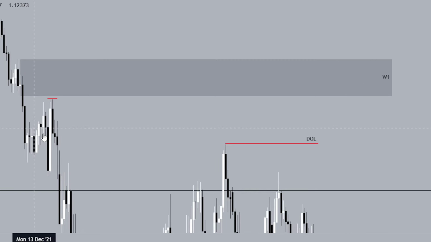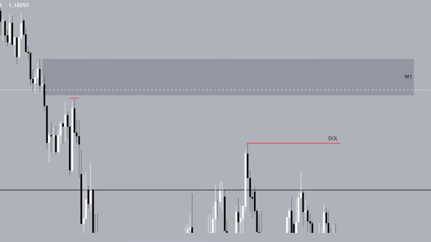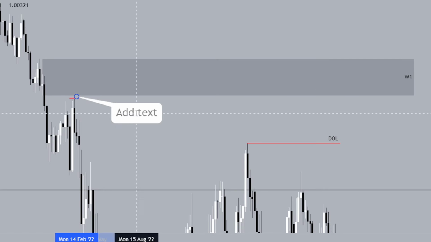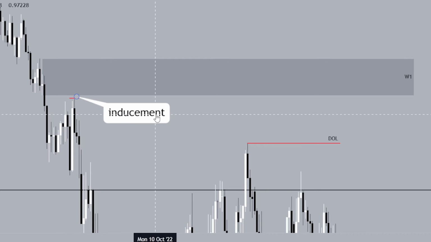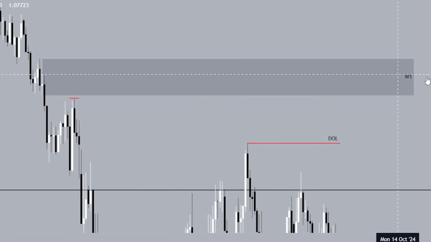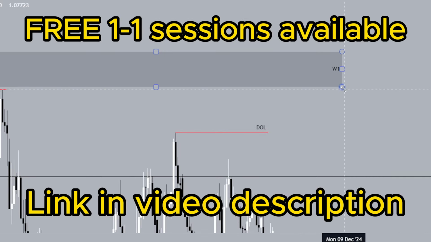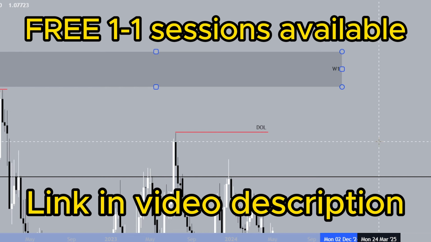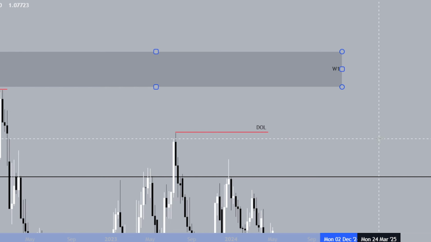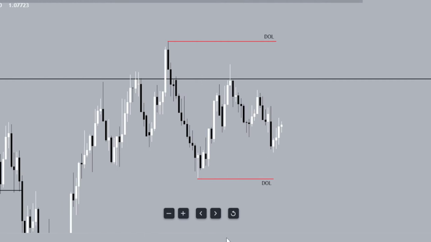Okay, so now that we've identified a fair value gap, a quick extra confluence to point out is that we have an inducement over here. So this is an inducement. And what makes this an inducement? It's simply liquidity dropped before a POI. So this makes this POI quite a valid area that we could be targeting in the next few weeks and months. And this POI is priced at 1.151.